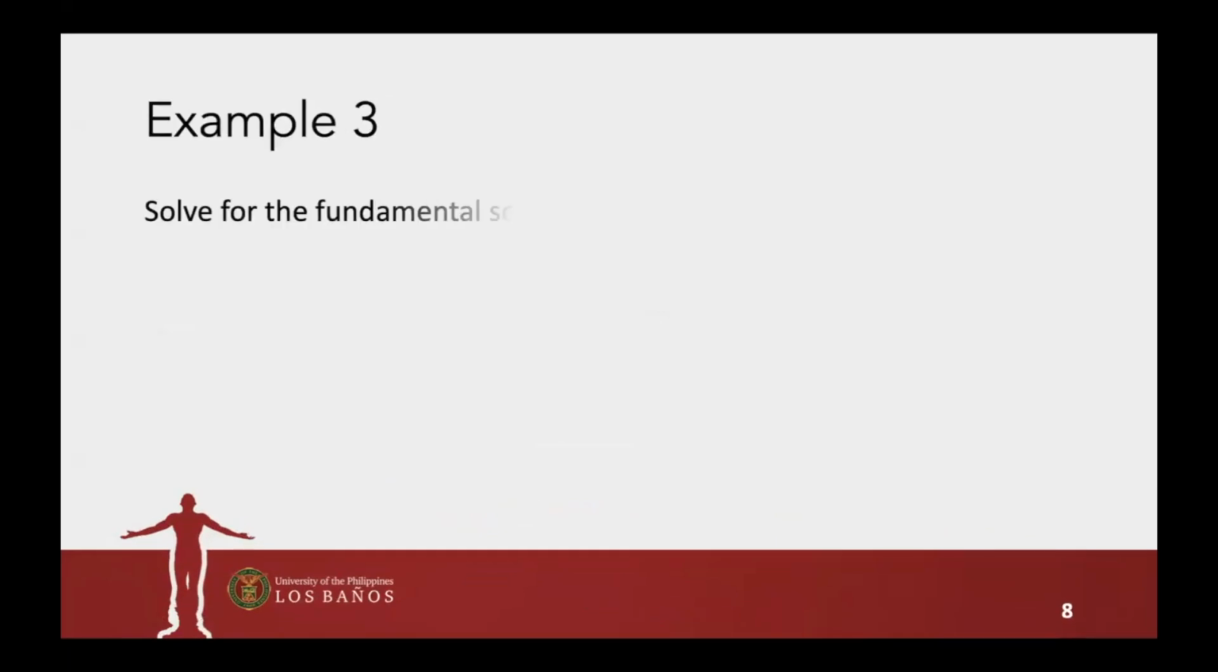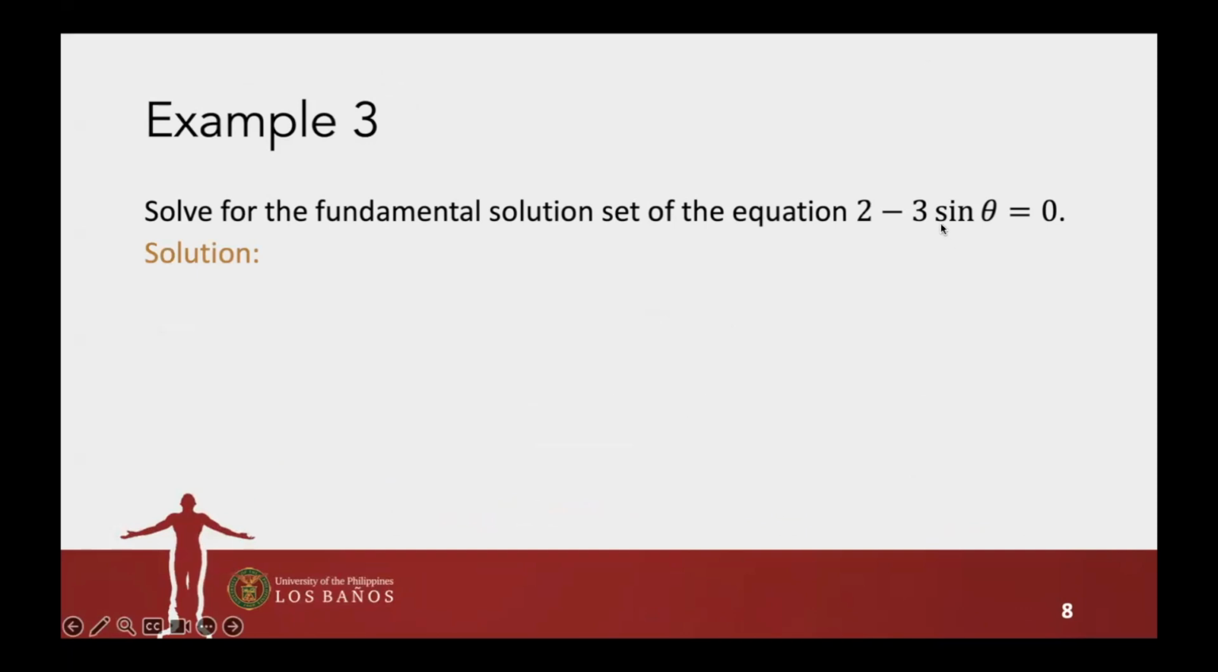So let's see example 3. Solve for the fundamental solution set of the equation 2 minus 3 sine theta equals 0. Again, only one trigonometric function, which is sine theta, is involved in this equation. So we have to isolate sine theta by adding negative 2 to both sides and then multiplying by negative 1/3, or dividing by negative 3, on both sides. Hence we will get sine theta equals 2/3.